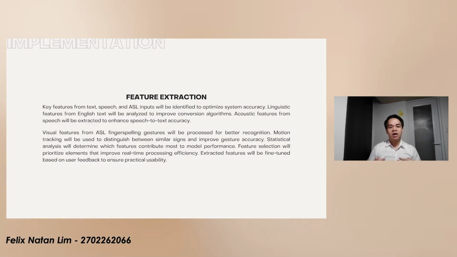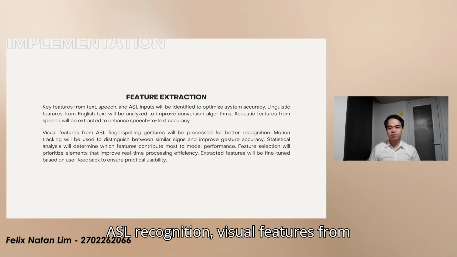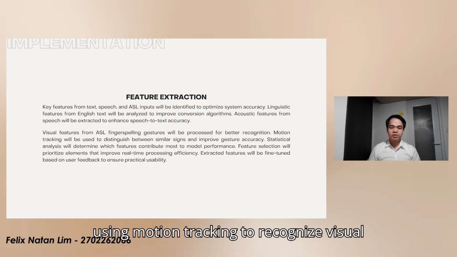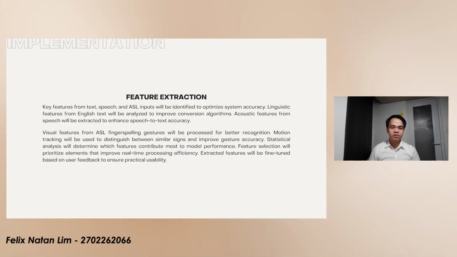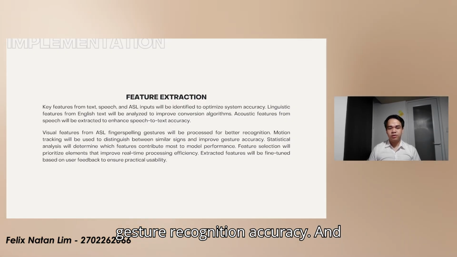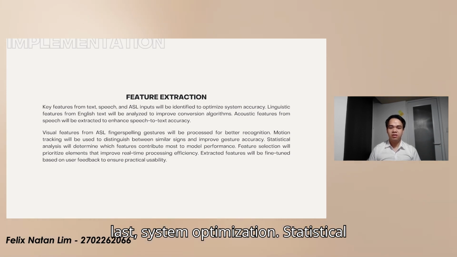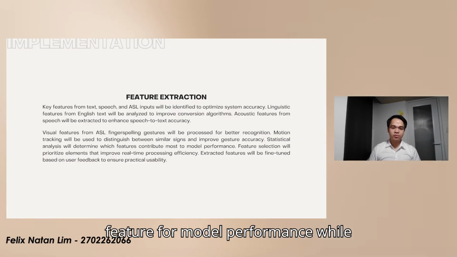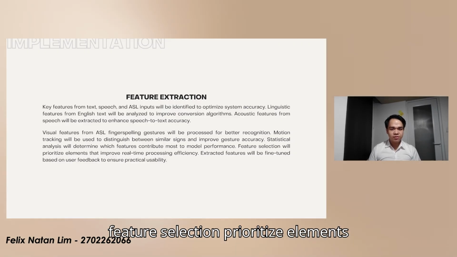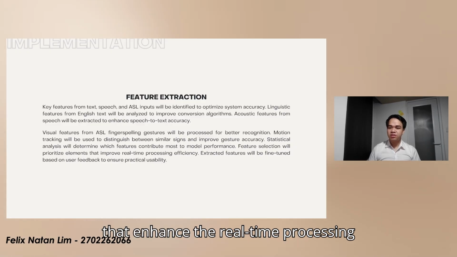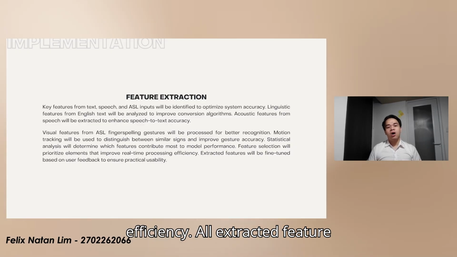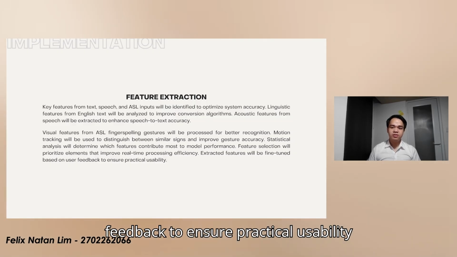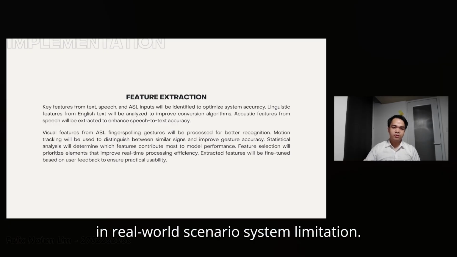The third is ASL recognition, visual features for finger spelling and gestures are processed using motion tracking to recognize between similar signs and improve gesture recognition accuracy. And the last, system optimization. Statistical analysis determines the most contributing features for model performance, while feature selection prioritizes elements that enhance real-time processing efficiency. All extracted features are fine-tuned based on user feedback to ensure practical usability in real-world scenarios.